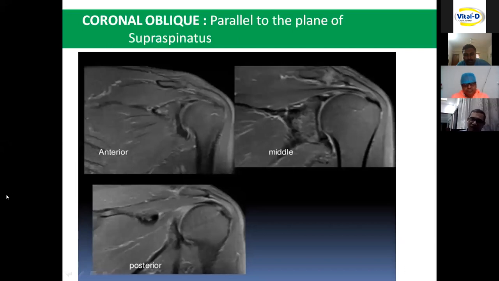And there are three main cuts of coronal oblique: through the anterior, middle, and posterior. Anterior, we can see the deltoid muscle. That is the clavicle, this is the acromion, this is the supraspinatus muscle, this is the coracoid, this is the subscapularis muscle, this is the infraspinatus and teres minor. And the middle cut is very important for us.